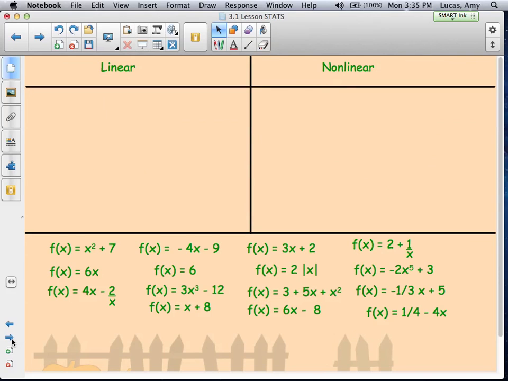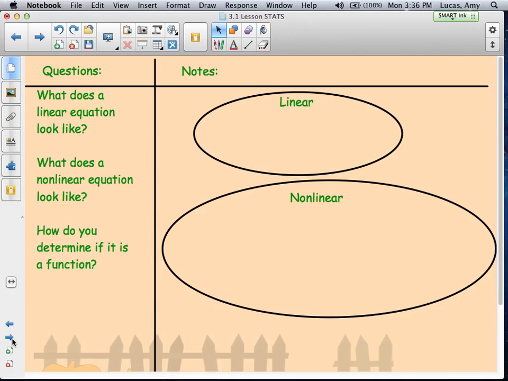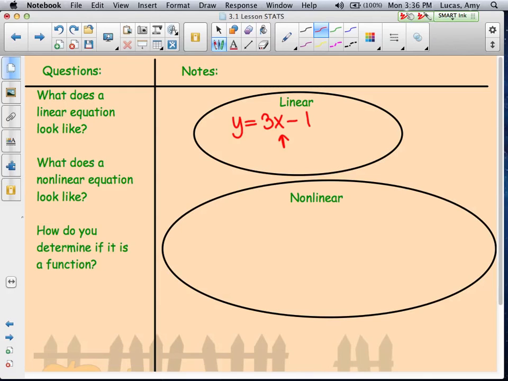Here's a second click and drag, just like that last one that we used in class, just to get more students involved. Okay, now, what does a linear equation look like? Well, we said a linear equation might look like this, where it's just got a plain x in it.